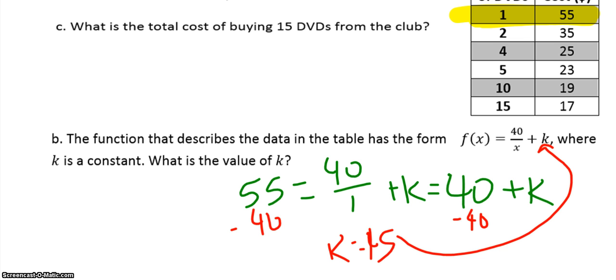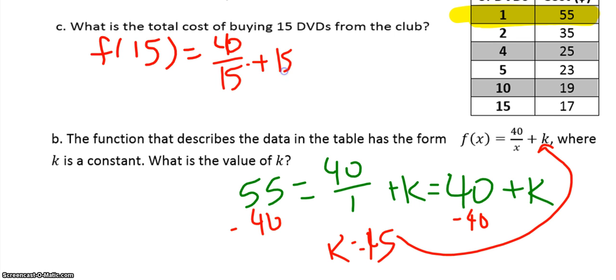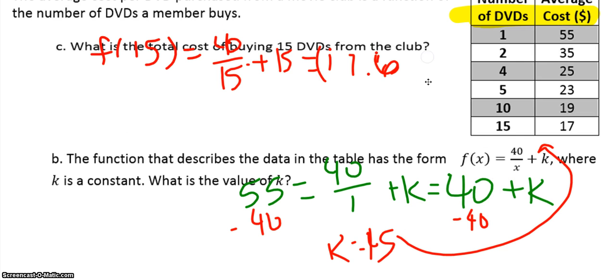Got 30 seconds. What's the total cost of buying 15 DVDs from the club? For starters, I need to figure out the average cost per DVD. So I'm going to take 15 and plug it in for x. So f of 15 equals 40 divided by 15, because that's your x, plus our k, which we found to be 15. Let me type this in the calculator. Sorry, I have 8 seconds. It's 17.6. Then to figure out the total cost, you have to multiply the whole thing by 15.